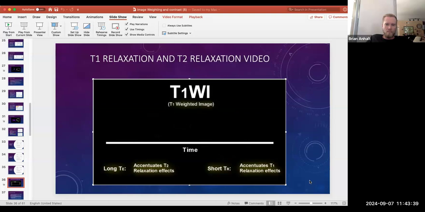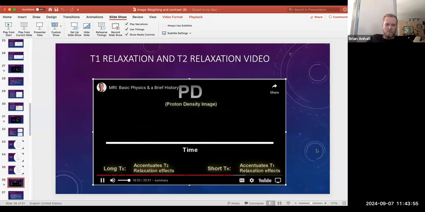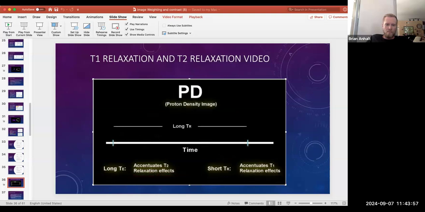A T1 weighted image, on the other hand, is obtained with a pulse sequence of a short TR and a short TE, enhancing the T1 relaxation and minimizing the T2 effects. In between these two is the proton density pulse sequence, which is obtained with a long TR and a short TE, effectively minimizing the T1 and T2 effects, and basically giving us an idea of the absolute number or density of protons in the region.